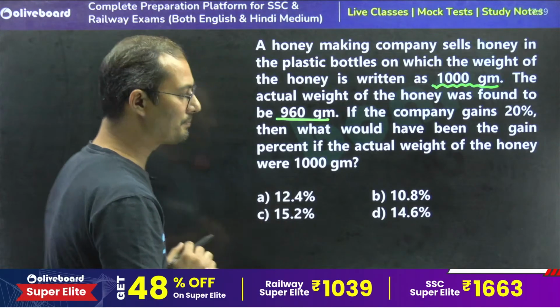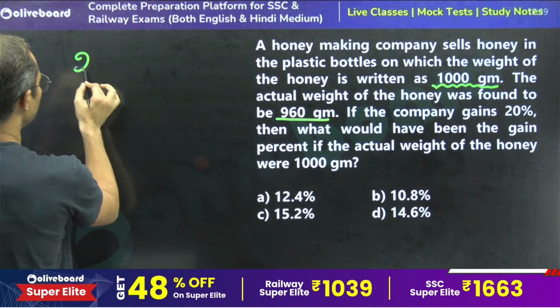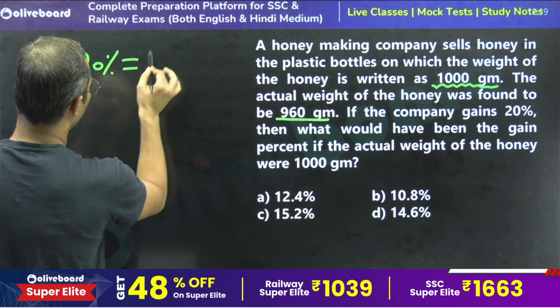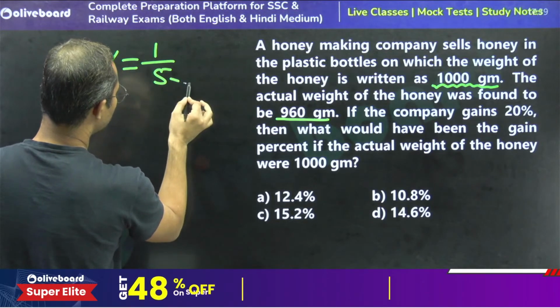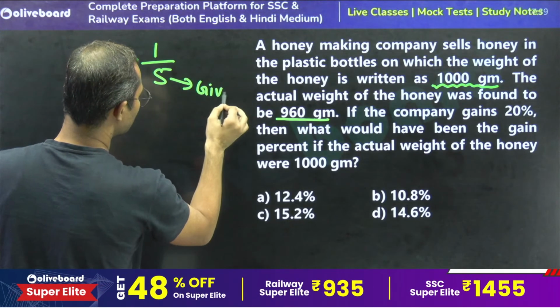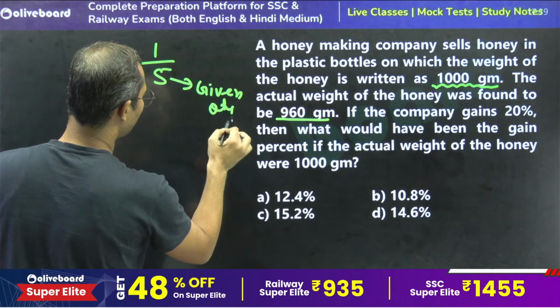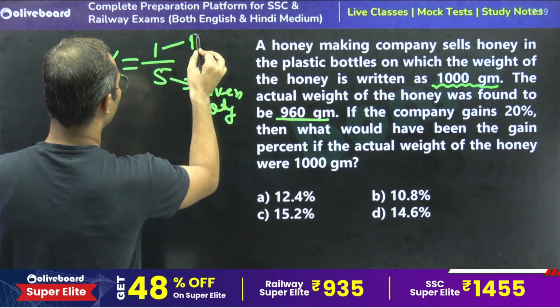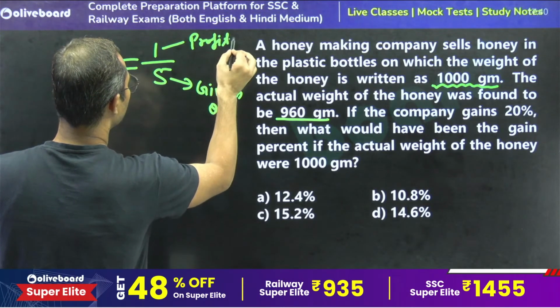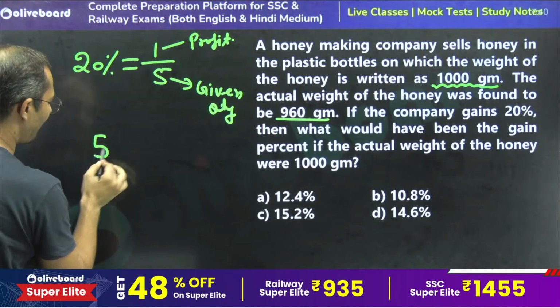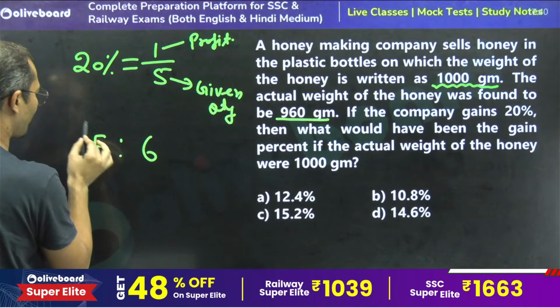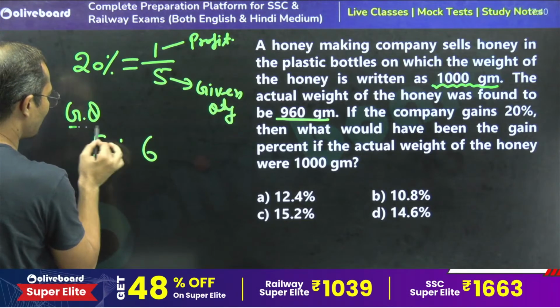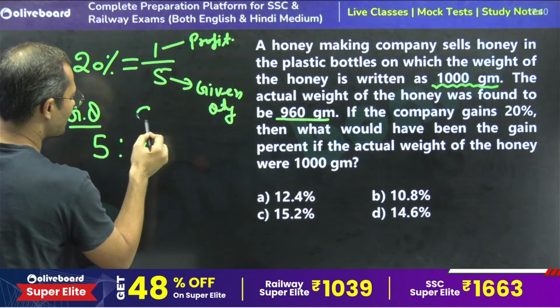See, if the company is getting 20% profit, it means that 20% is what? 1 by 5, right? So base is the given quantity, and this is the profit quantity. So we can say that 5:6, right? 5 is the given quantity and 6 is representing the charged quantity.